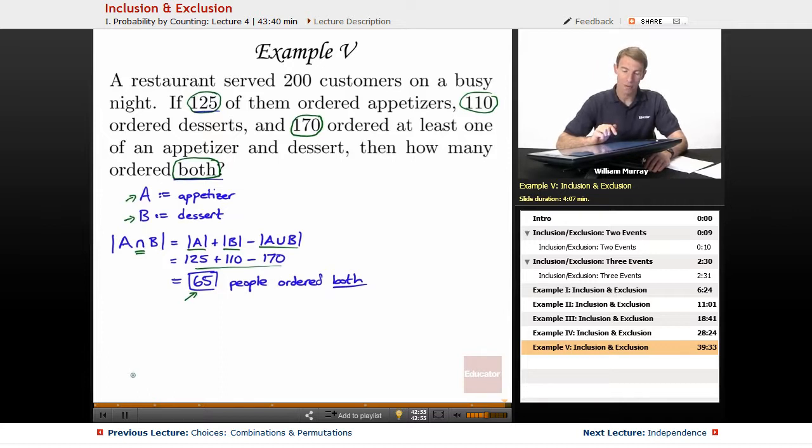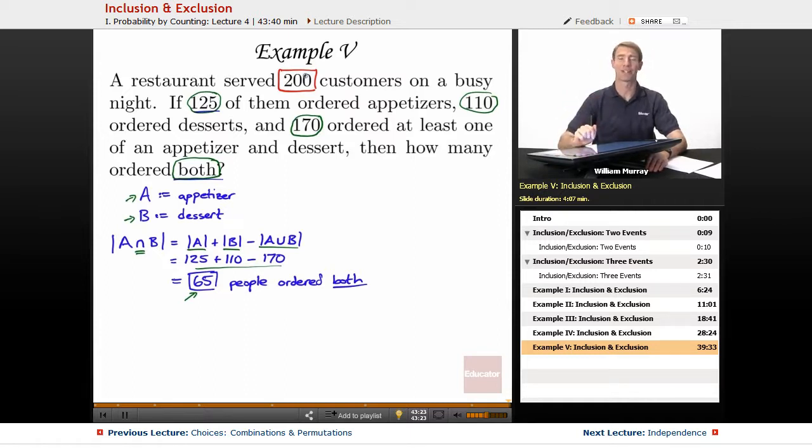Interesting point about this problem is that this 200 customers total in the restaurant appears to be a red herring. It doesn't appear to be relevant at all to solving the problem. So you don't always have to use every number in the problem to get your answer. Often the way problems in homework exercises are set up, you use every number, but it's not always true. Sometimes there's some red herring information there.